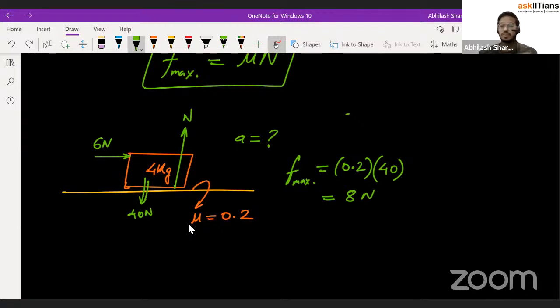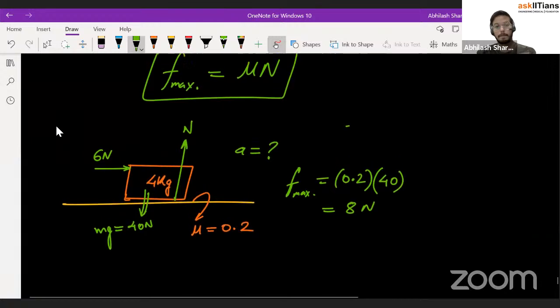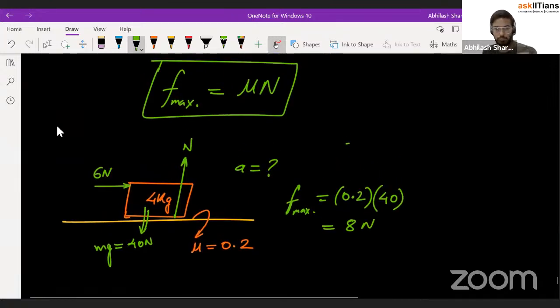I can't understand how 40 came. Ellen, it's the weight, mg. Mass is 4, gravity is 10. So 4 into 10, 40. Right. Weight of the block is 40 here. So everybody clear? Yes, g will always be taken as 10, until and unless mentioned otherwise. Because this makes calculations very easy.